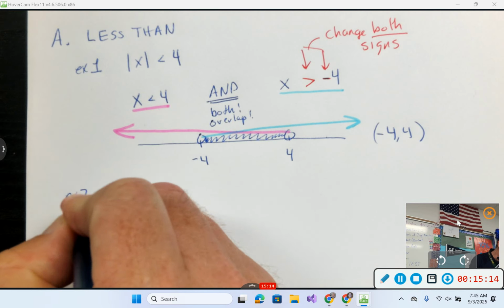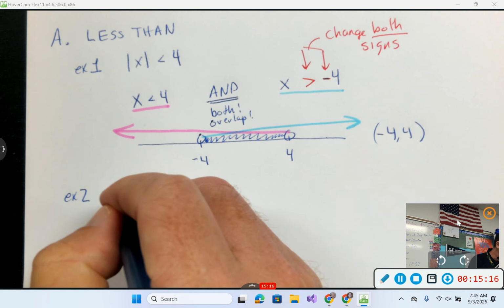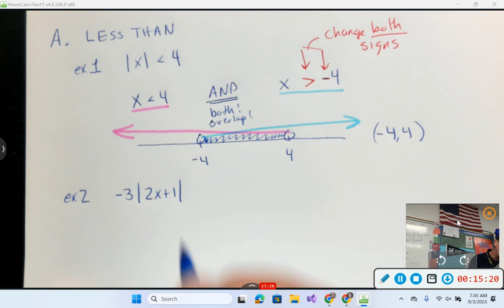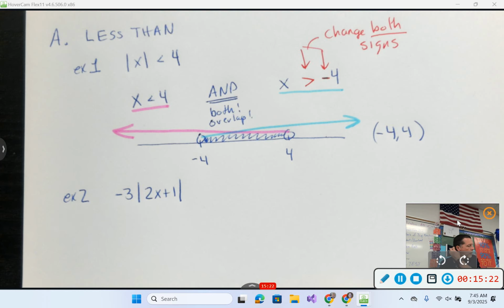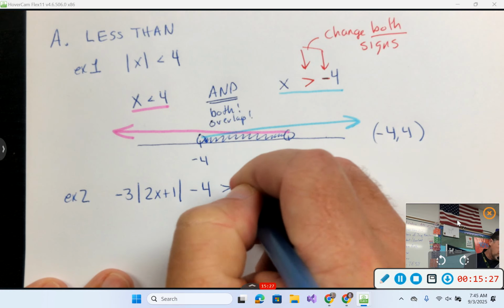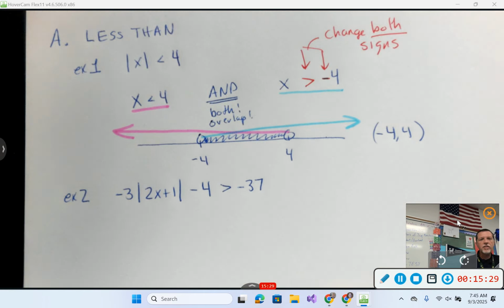Let's try another less than example. This time we'll step up the difficulty a little bit here. Negative 3, absolute value 2x plus 1, minus 4, greater than negative 37.